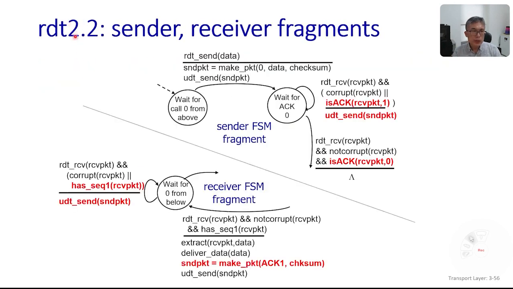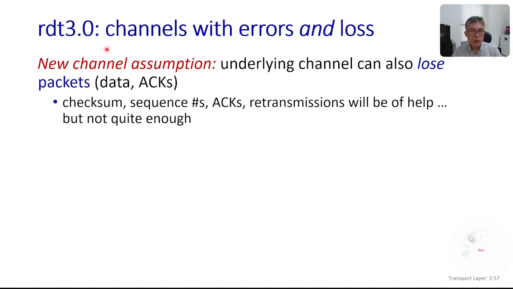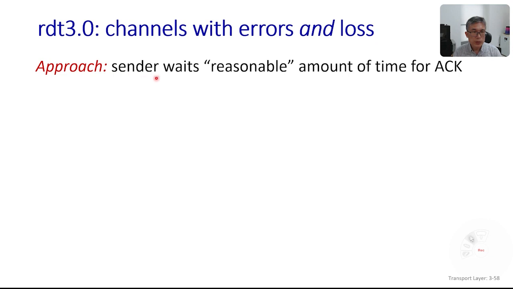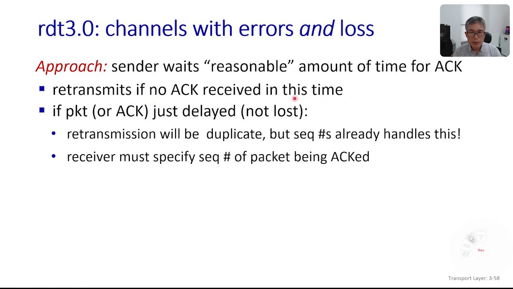The previous one was 2.2, and next is 3.0, channels with errors and loss. The new channel assumption is that loss can happen, so retransmission should be done. How do humans handle lost sender-to-receiver words in conversation? The approach is that the sender waits a reasonable amount of time for the acknowledgement. If there is none within this bounded time, it retransmits. The retransmission may be a duplicate, but the sequence number, as we saw, can handle this duplicate case. The receiver must specify the sequence number of the packet being acknowledged, and makes a duplicate ACK to request a lost packet.